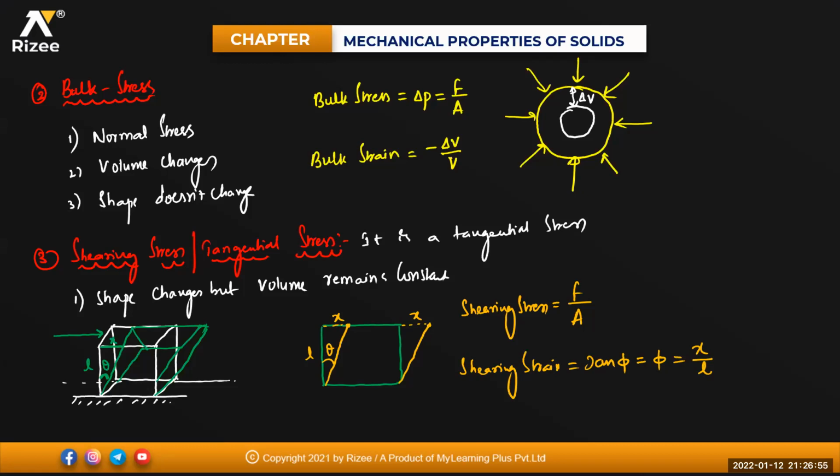So shearing stress or tangential stress is nothing but, beta, the force which is acting tangentially. Shearing stress is force by area. Shearing strain is represented by tan phi, and tan phi is represented by phi as the angle is very, very small, that is equal to x by L.